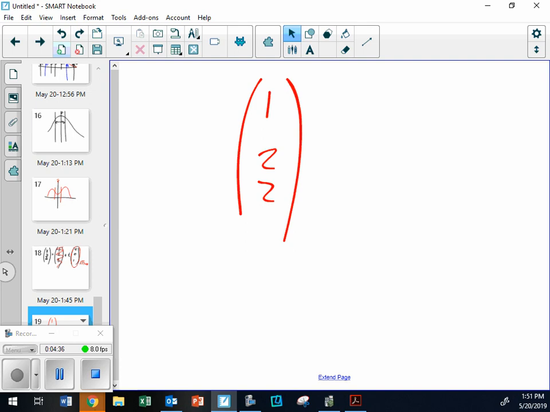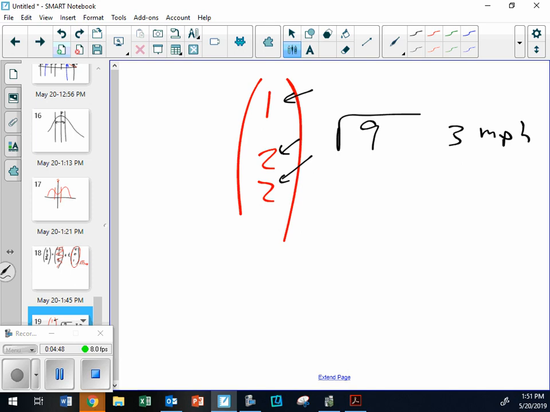What is the answer, Mr. B? Yes, because this is the square root of 1, 4, and 4, which makes 9. Those are squared. And then square root of 9 is 3, and so it's 3 mph, miles per hour. So speed is just simply the magnitude, except with units on it. Do you get that? It's just the magnitude again.